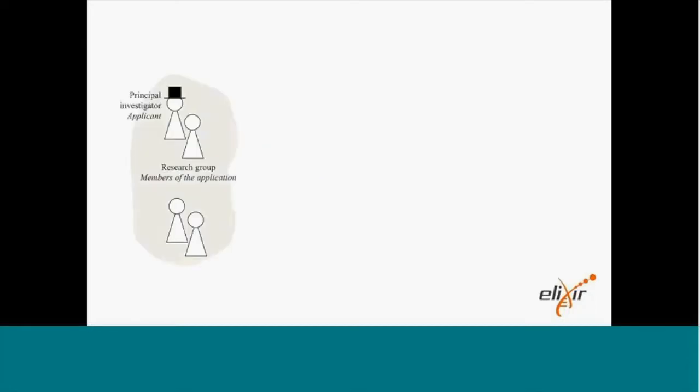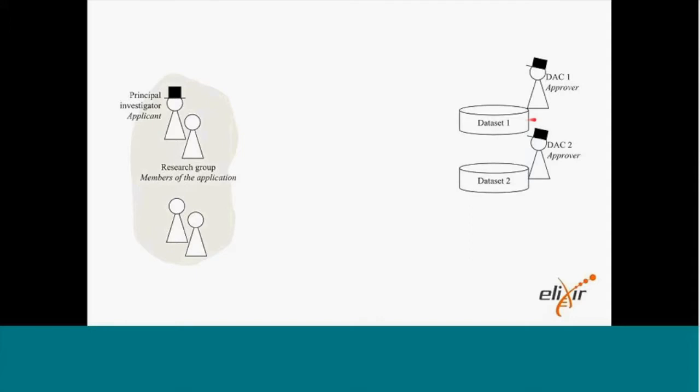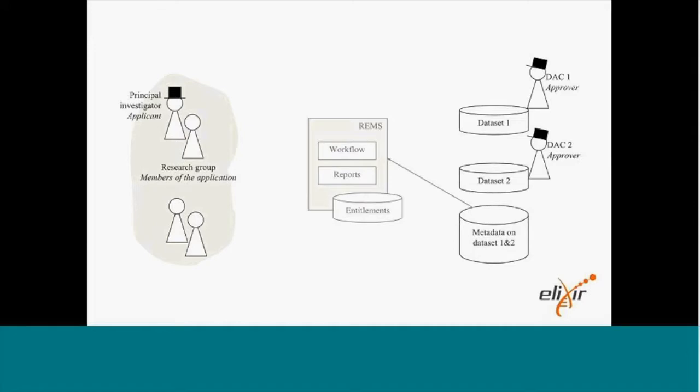And the REMS software logic is explained here. We have research groups led by a PI, and we have datasets. And the datasets are controlled by data access committees or other persons or bodies that can speak for them and decide who's authorized to access the datasets. And we have metadata on the datasets. The metadata is imported to this REMS system, which has authentication based on ELIXIR AAI. So both the PI and the DAC members can use ELIXIR AAI to authenticate to REMS.